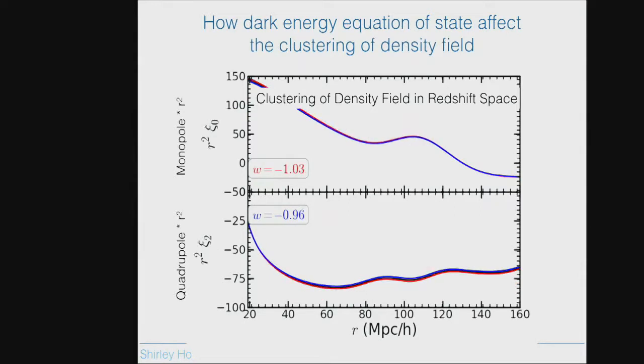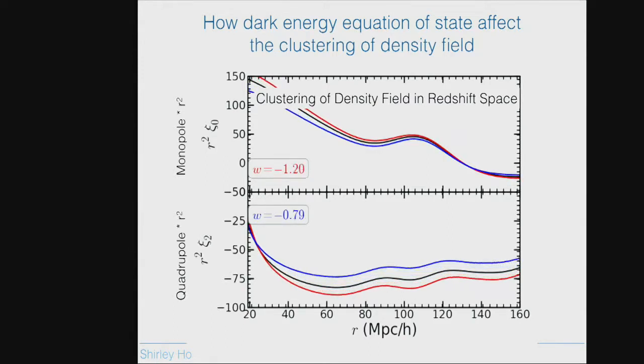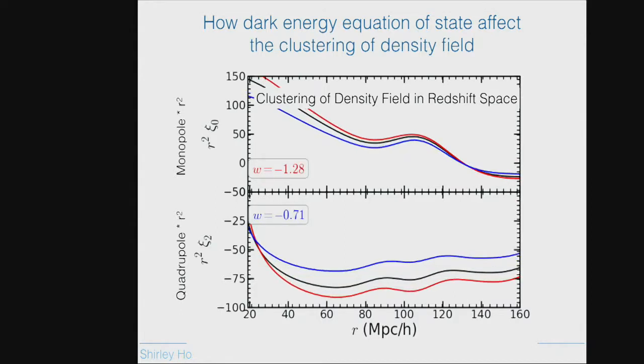The next one is how the dark energy equation of state would change the clustering of the density field, with the monopole and the quadrupole again. We were just talking about how dark energy is so important, and so why we want to look at that in large scale structure. You can see how it changes the clustering in both the monopole and the quadrupole. Mind you that the quadrupole scale is a lot smaller than the monopole scale, so even though the change in the monopole looks a lot less, it's actually quite a lot.